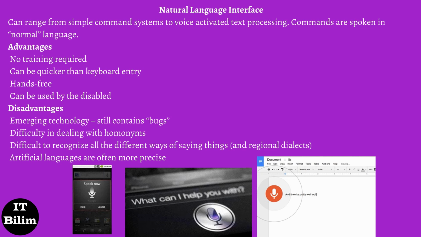Disadvantages. Emerging technology still contains bugs. Difficulty in dealing with homonyms. Difficult to recognize all the different ways of saying things and regional dialects. Artificial languages are often more precise.